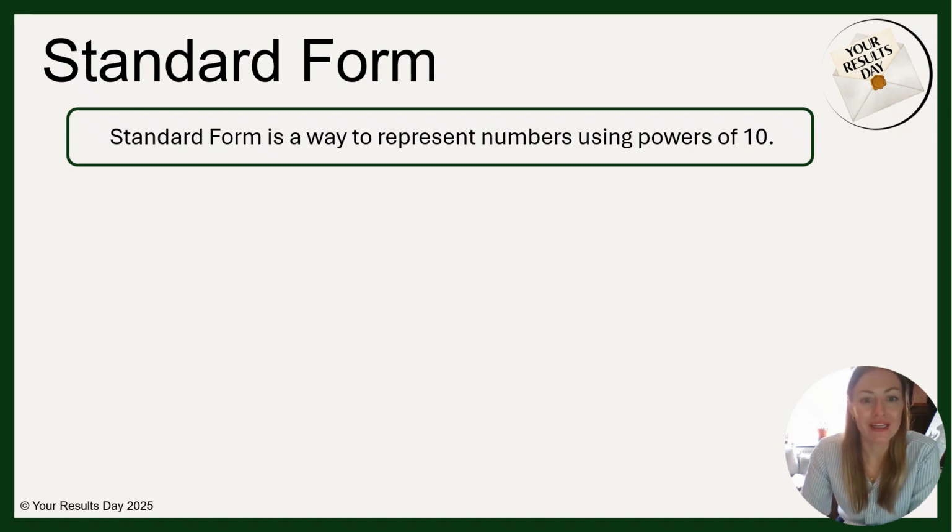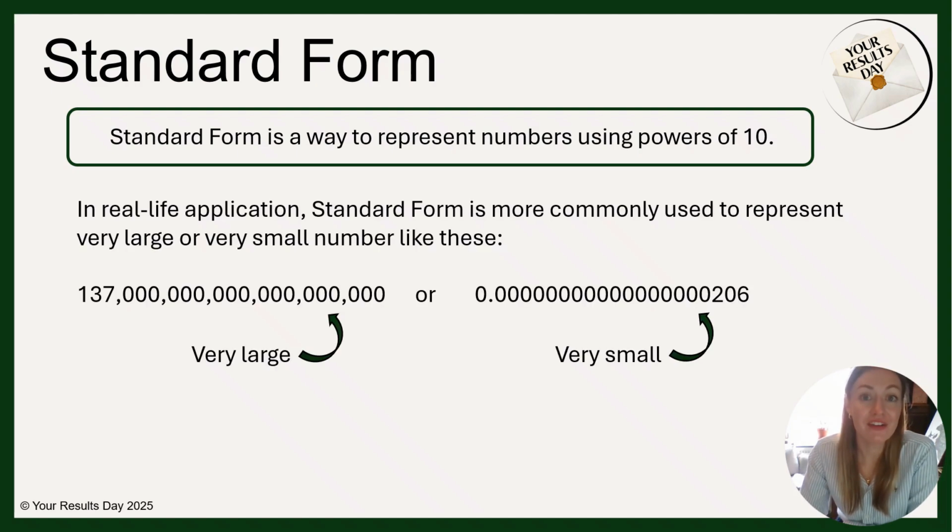Standard form is a way to represent numbers using powers of 10, and the real-world application of this usually applies to very large or very small numbers. What I mean by that are very large numbers would be, for example, the one on the left. That number is 137 quintillion. So it's a very big number. You can see it's got lots of zeros at the end.